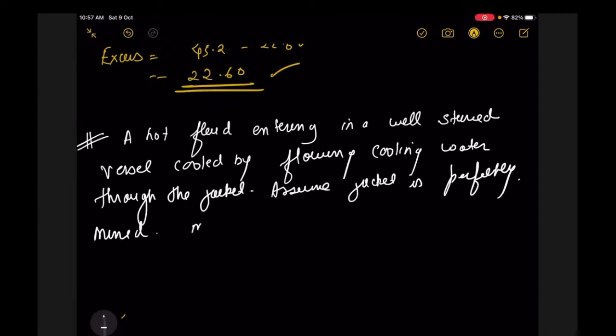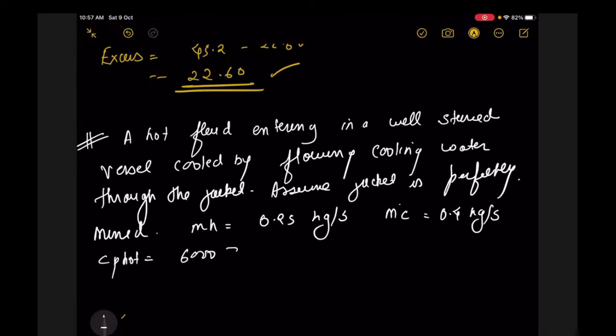mh equals to 0.25 kg per second. Mass flow rate of cold is 0.4 kg per second. Cp of hot is 6000 joule per kg Kelvin. Cp of water is 4184 joule per kg Kelvin.